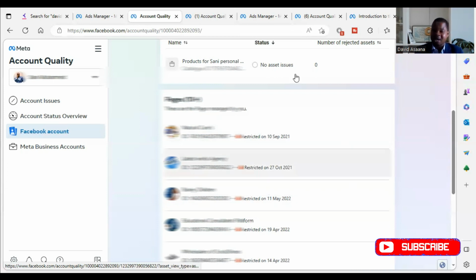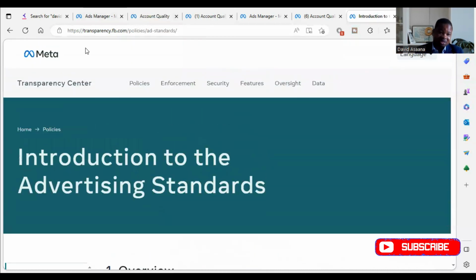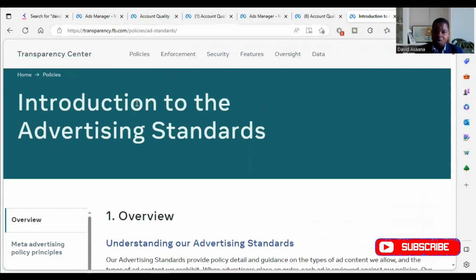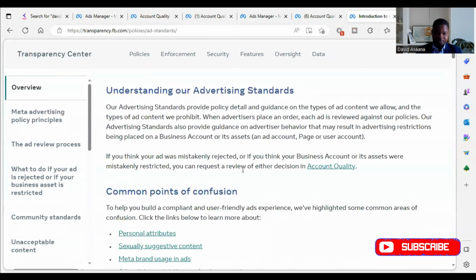And I would just say that in order not to have a problem, come to their advertising policy. This is the link or the URL to get to Facebook advertising policies. I'll also leave a link in the description. You can follow that link and understand the Facebook advertising policy so that you won't make a mistake and get restricted. Now, if you come here, you see a lot.